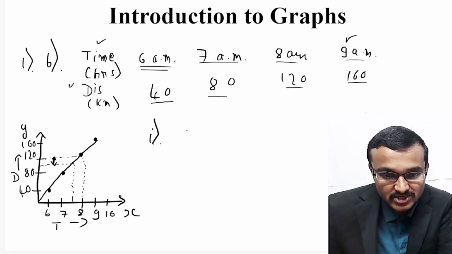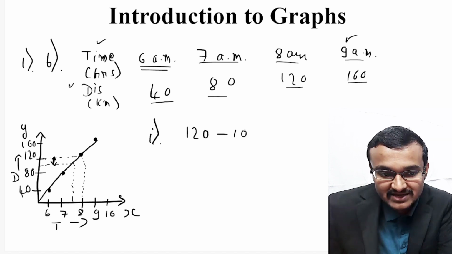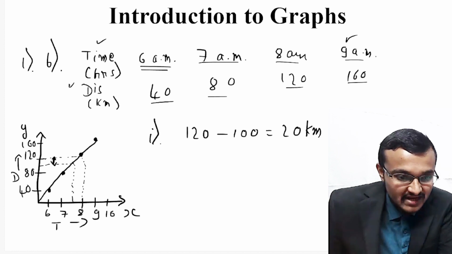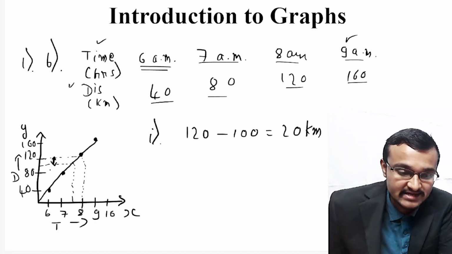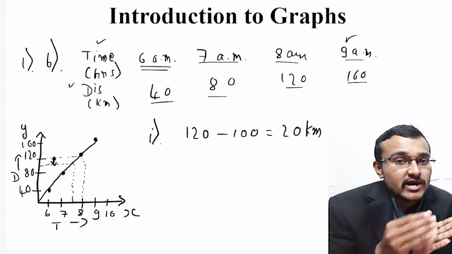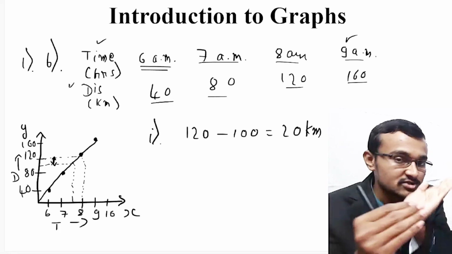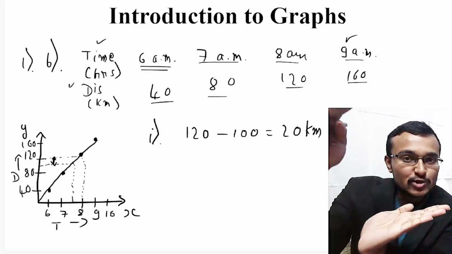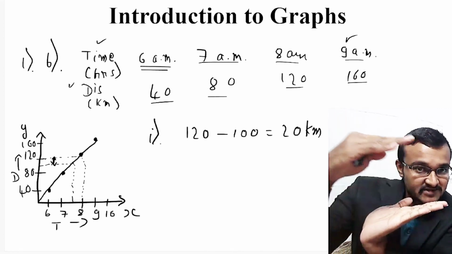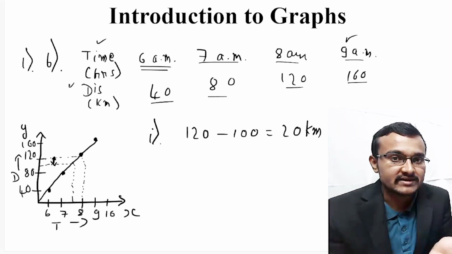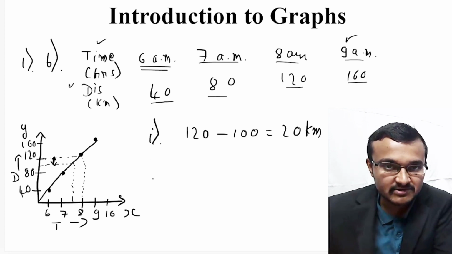So what is 120 minus 100? 120 minus 100 will be 20 kilometer, because at 7 a.m. it has covered 80 kilometer, and at 9 a.m. it has covered 120 kilometer. So at 7:30 it would have covered 100 kilometer. So from 100 kilometer to 120 kilometer, that is at 8 a.m. So what is the difference between 100 and 120? 20. So the answer for this first question will be 20 kilometer.